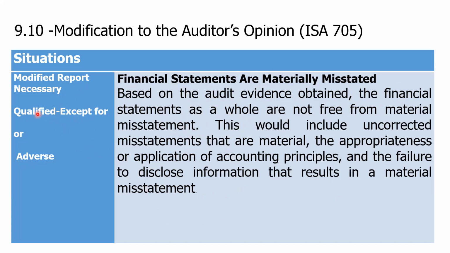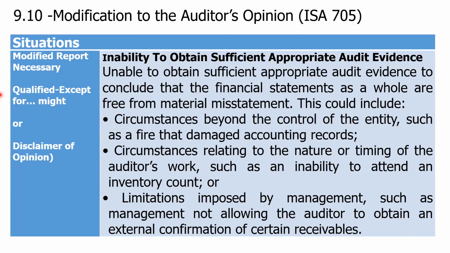That is when he issues the qualified "except for" or the adverse opinion. When will the auditor issue the qualified "except for might" or the disclaimer of opinion? When the auditor is unable to obtain sufficient appropriate audit evidence. So being unable to obtain sufficient and appropriate audit evidence to conclude that the financial statements as a whole are free from material misstatement. When that happens, he either goes for qualified "except for might" or a disclaimer of opinion.